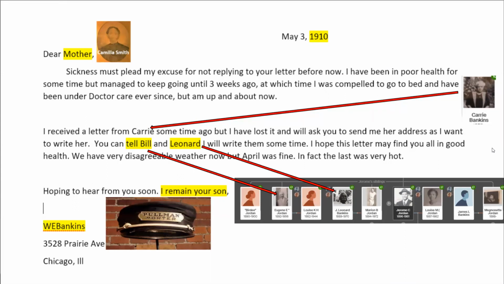The other takeaway that we get from this is that he's talking about one of his sisters, our Aunt Carrie, Carrie Bankins, in the letter. And then he goes on to tell his mother to ensure that she lets the two nephews, Bill and Leonard, know that he plans to write them soon.